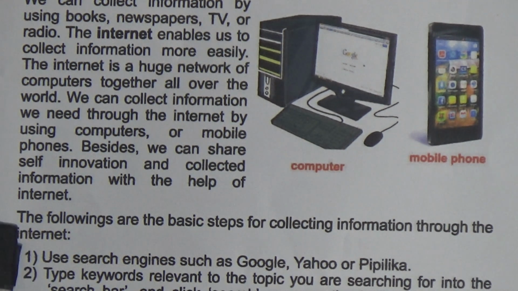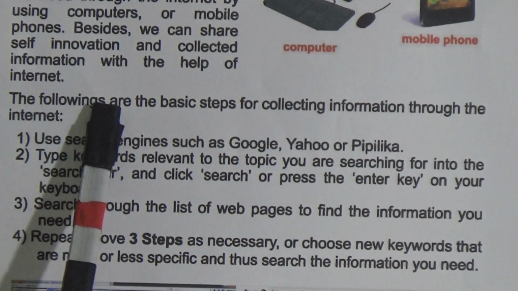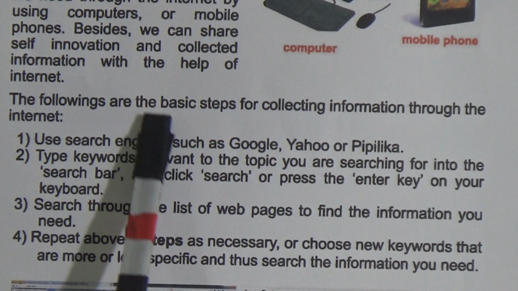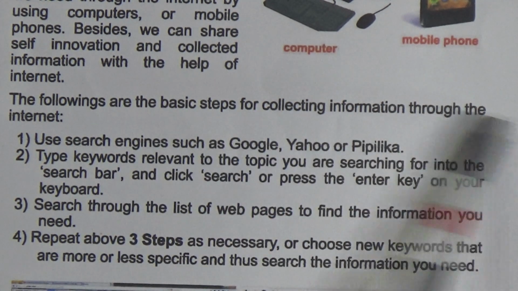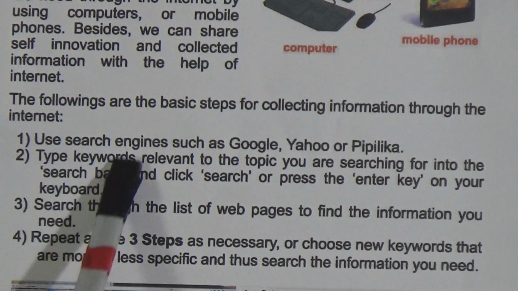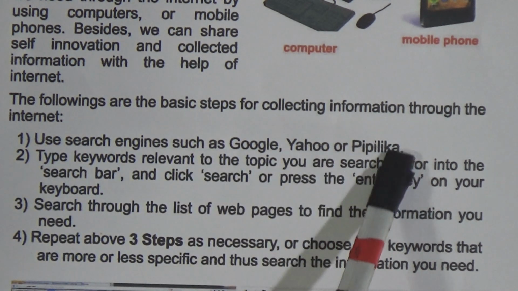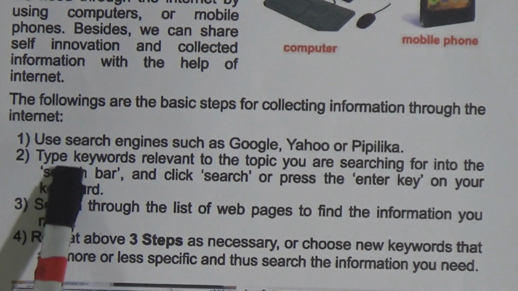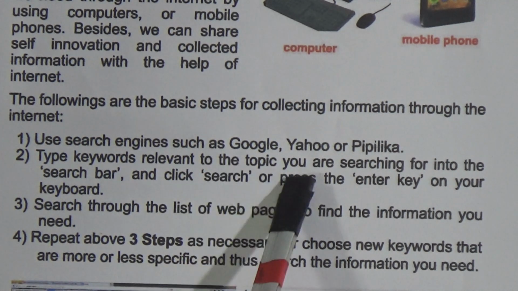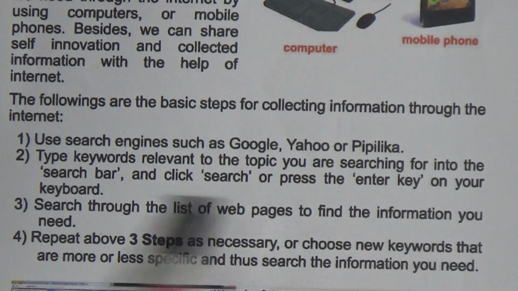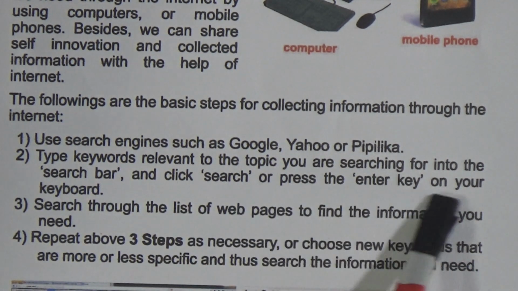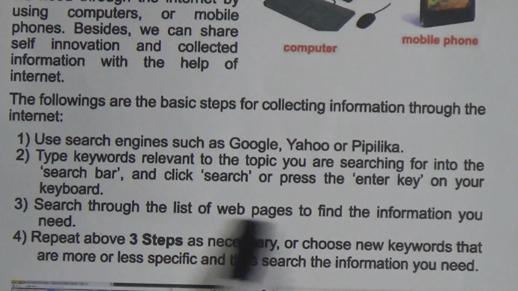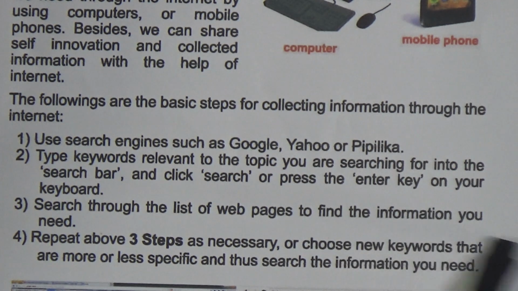Now, these following steps you have to learn, because you will get the question and answer from this part of the page. The following are the basic steps of collecting information through the internet. Use search engines such as Google, Yahoo and Pipilika. Students, Pipilika is a Bengali search engine. The second step is to type a keyword relevant to the topic you are searching for into the search bar and click search or press the enter key on your keyboard. And the third step is to search through the list of web pages to find the information you need.